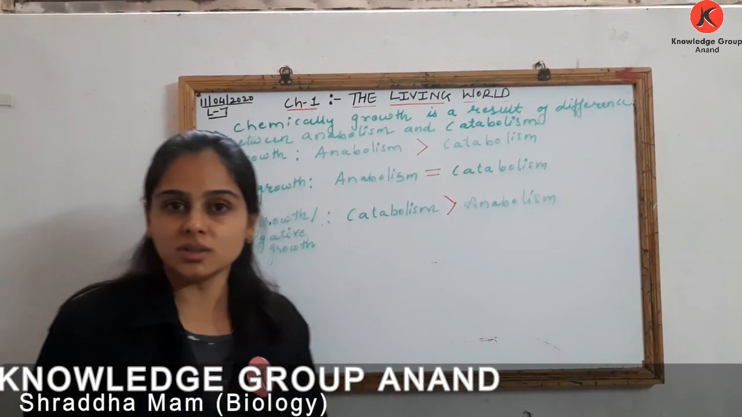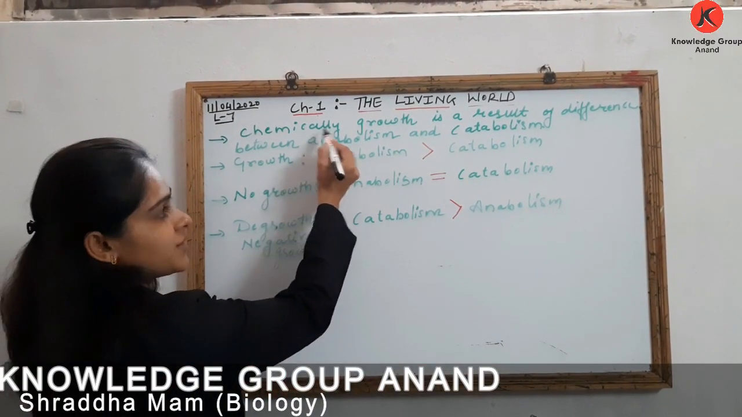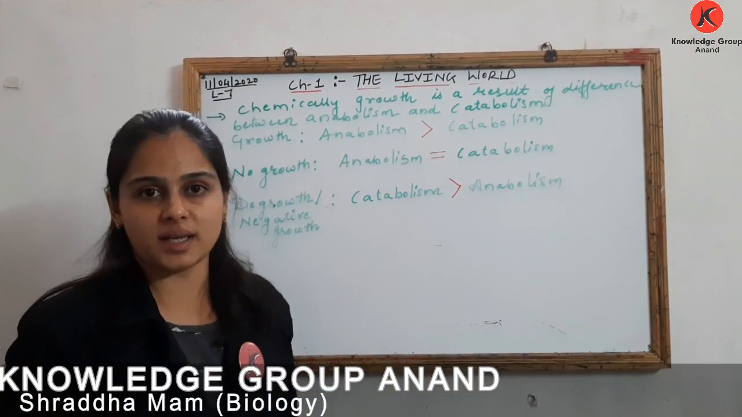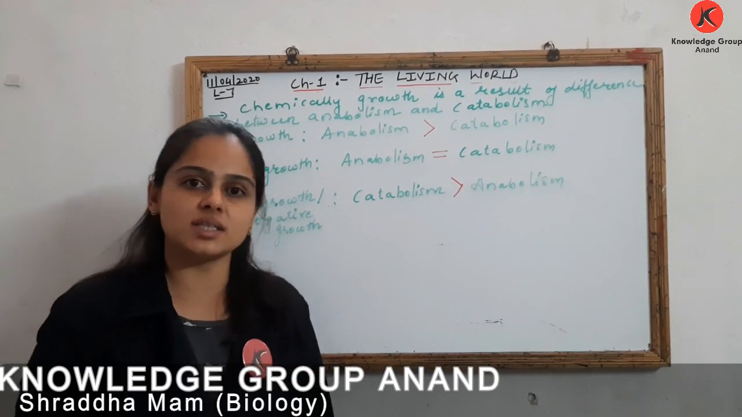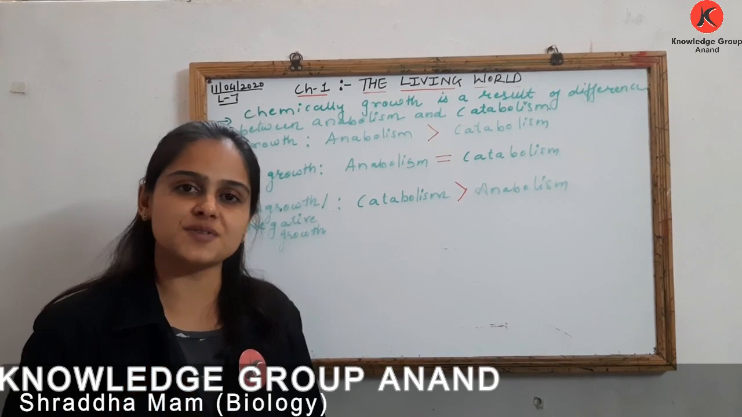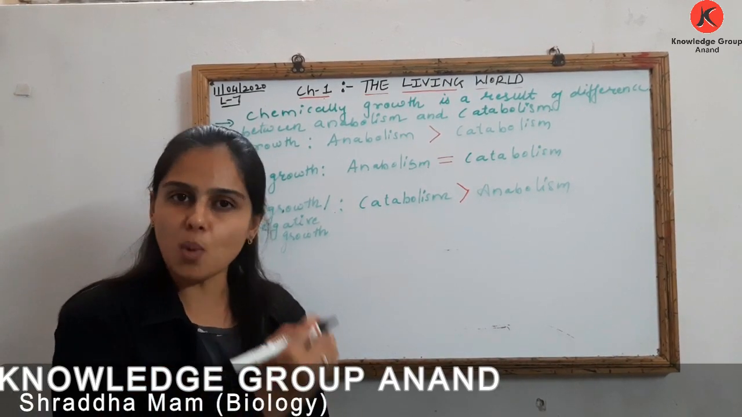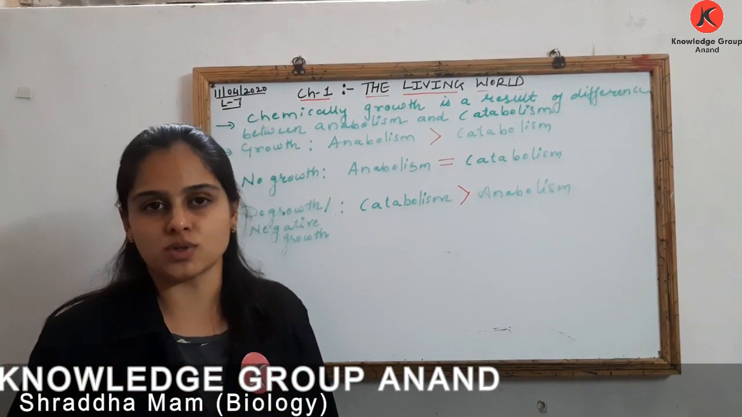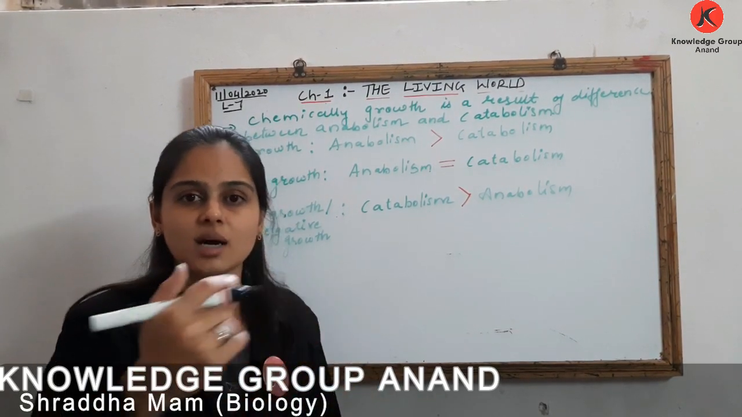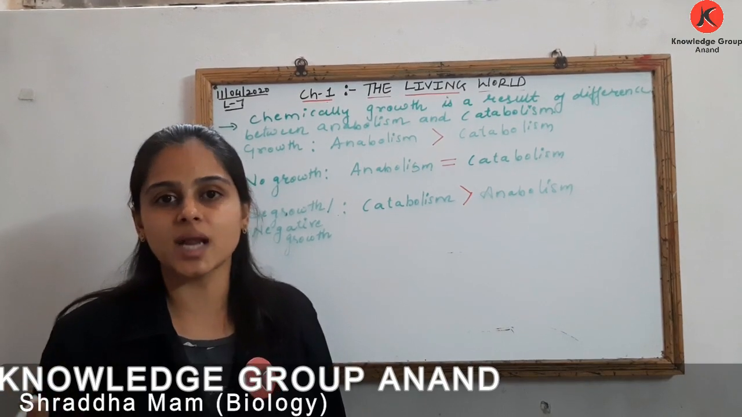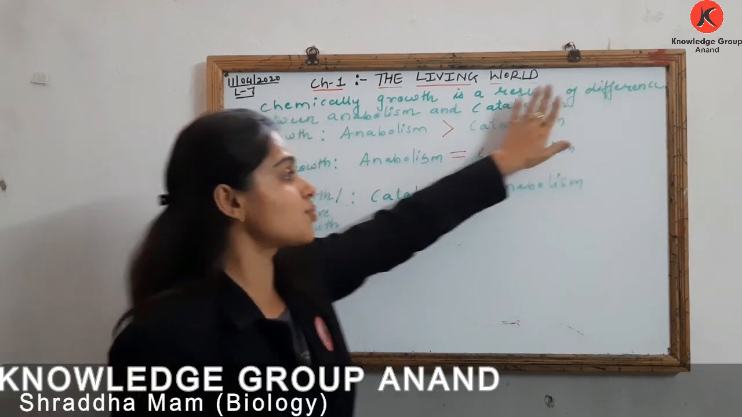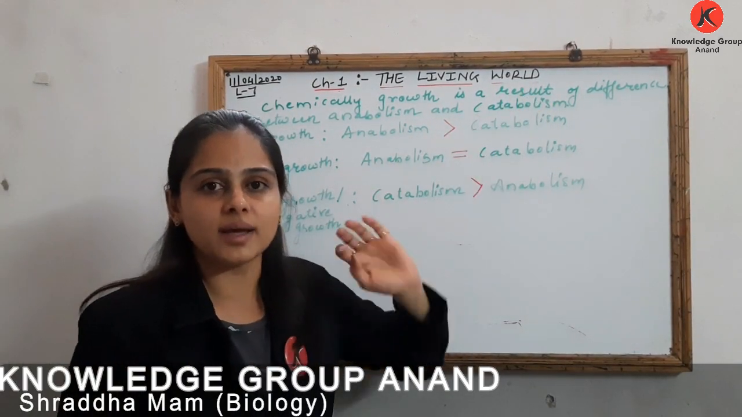Last thing about growth, okay? So growth is chemically the result of difference between anabolism and catabolism. Altogether you can say it as metabolism. We very well know that metabolic processes are classified into two categories, anabolic process and catabolic process. Anabolic process means synthesis process. And catabolic process means breakdown process. So growth is the result of difference between anabolism and catabolism.